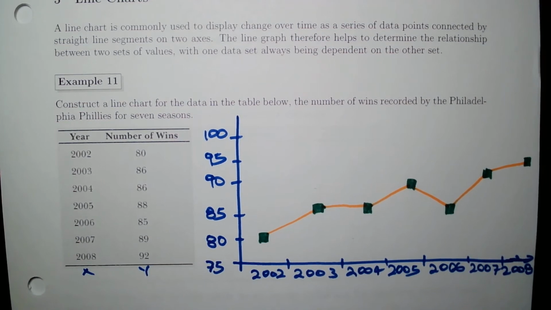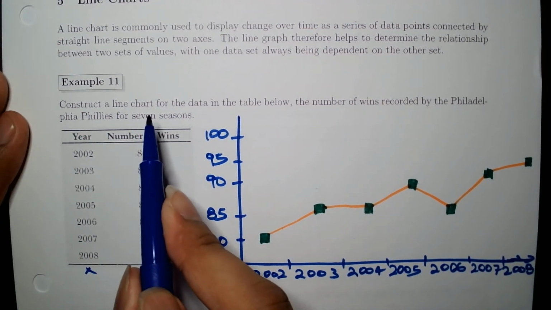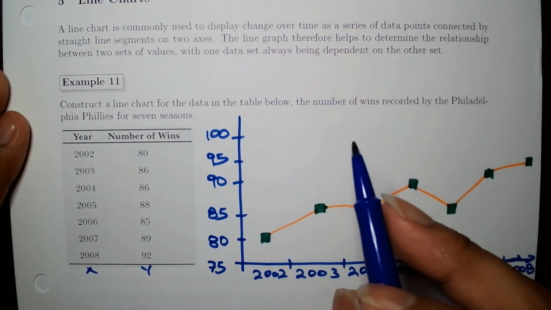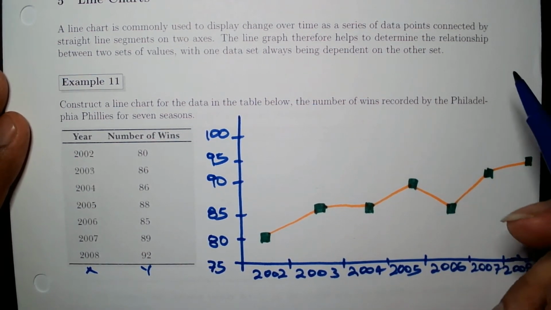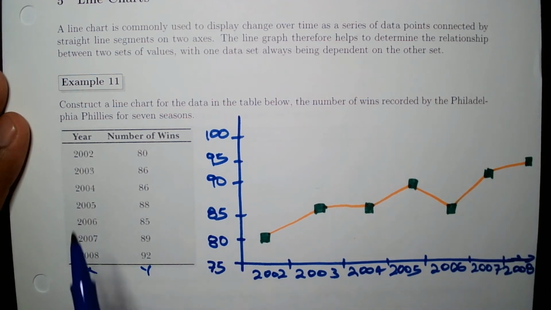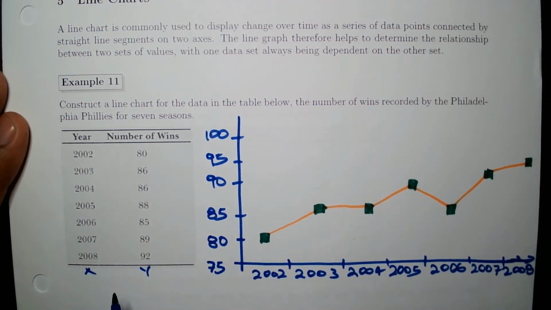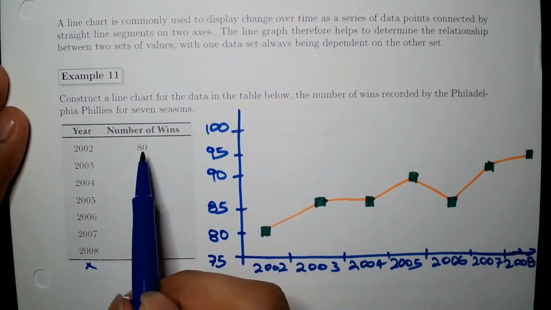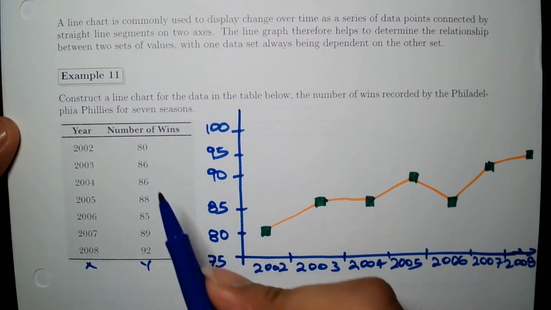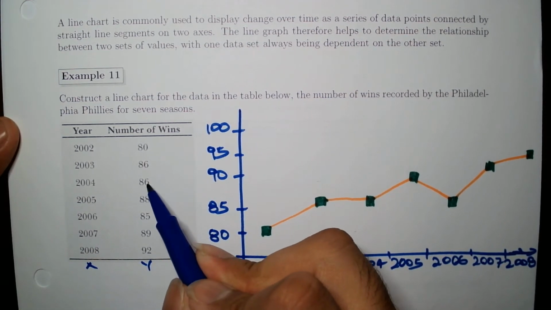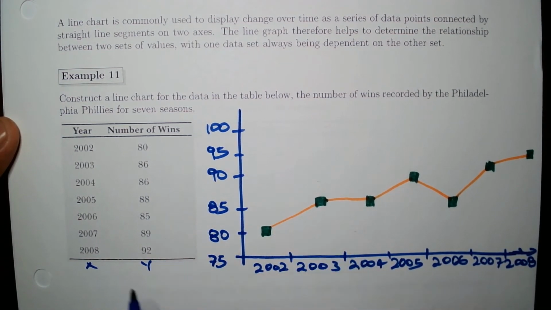In this case, they're asking us to construct a line chart for the data set below, which is the number of wins recorded by the Philadelphia Phillies for 7 seasons, starting in 2002 all the way to 2008. And we have the number of wins for every single year: 80, 86, notice it remained constant, 88, and then we have a little loss, down to 85, up to 89, and then way up to 92.